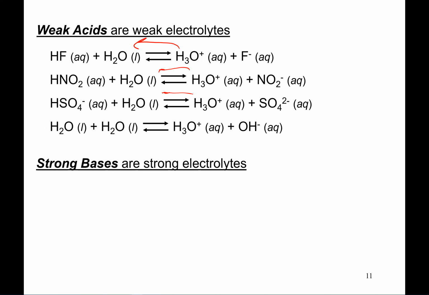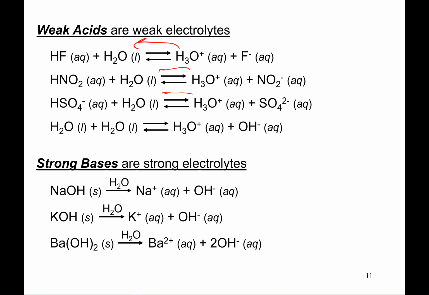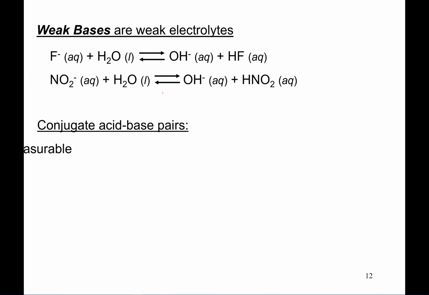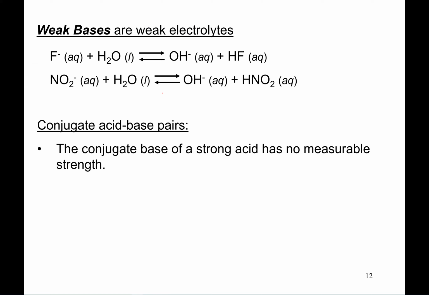Strong bases are strong electrolytes. Examples there have total dissociation, and then weak bases are weak electrolytes. And again, that's what this lab is about. The conjugate base of a strong acid has no measurable strength associated with it.